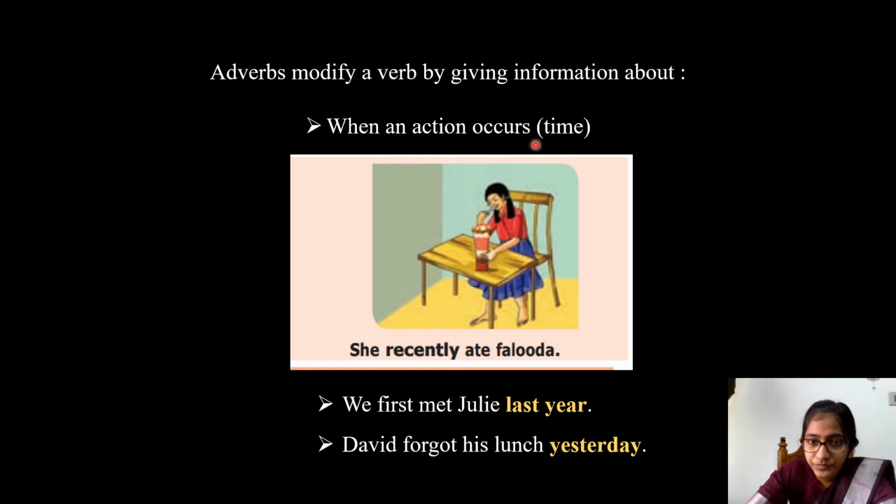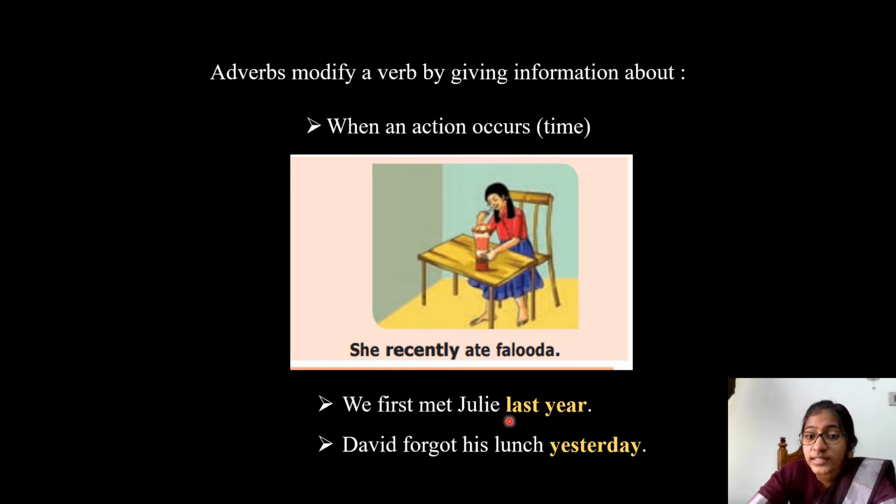That is the time. For example, she recently ate faluda. So when an action occurs, we get the information about when the action occurs. Another example is that we first met Julie last year.